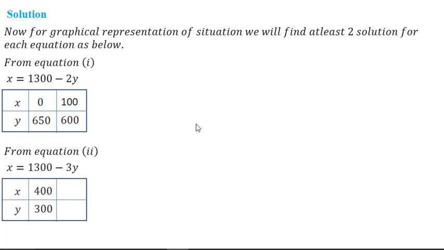Now to find a solution, it is easy. Say here x equals 1,300 minus 2y. So I can take the value of y. If I take the value of y as 650, I will get the value of x as 0. So it is up to you. If you put x as 0 and simplify 1300 minus 2y equals 0, you get the value of y as 650. And similarly, when we put y as 600, we get x as 100. And in the second equation, that is x equals 1,300 minus 3y, we have got the solutions.